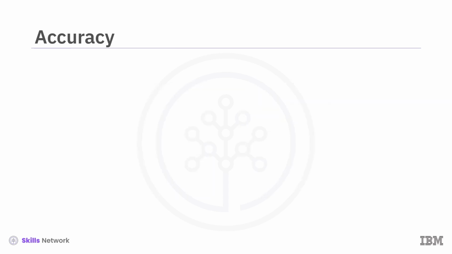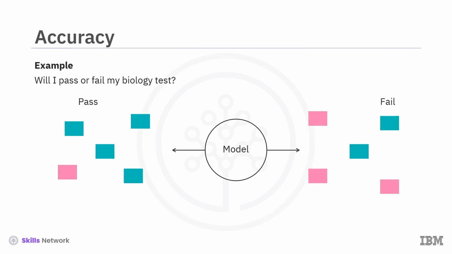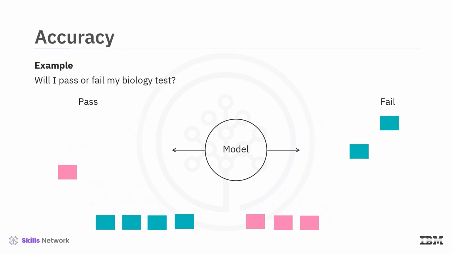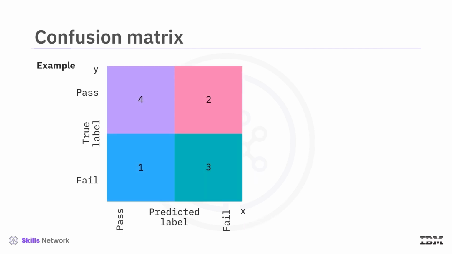To calculate accuracy, consider a "will I pass or fail my biology test" example. Assume your model has been trained and has some predictions on the test set. You represent pass with green squares and fail with red. You can calculate accuracy by taking the number of correctly classified observations and dividing it by the number of observations. The misclassified points are highlighted in gray. That'll give you 70%.